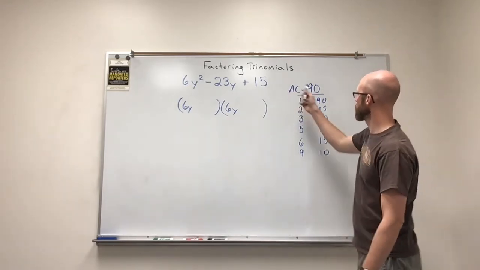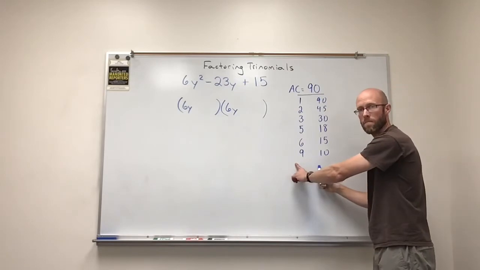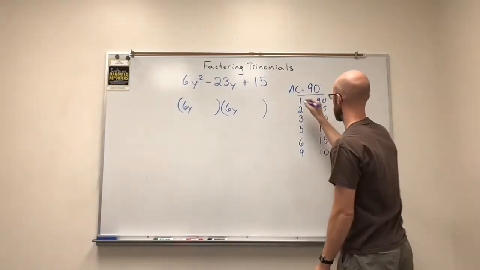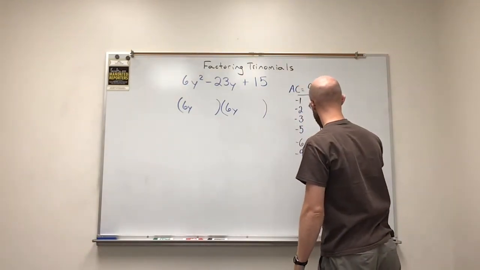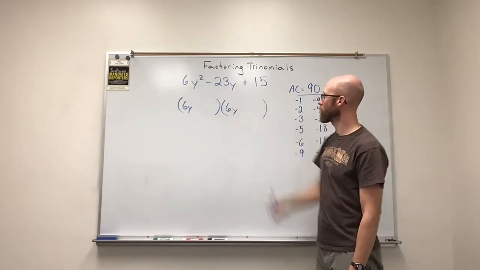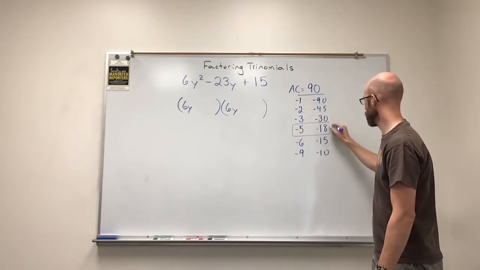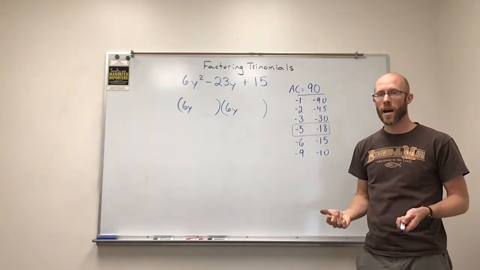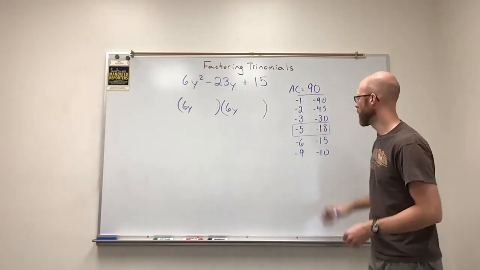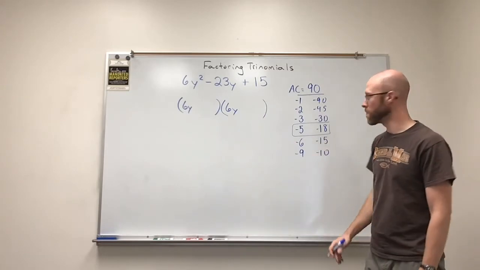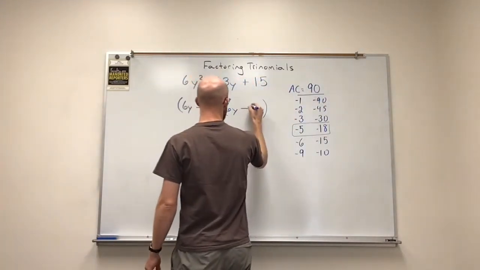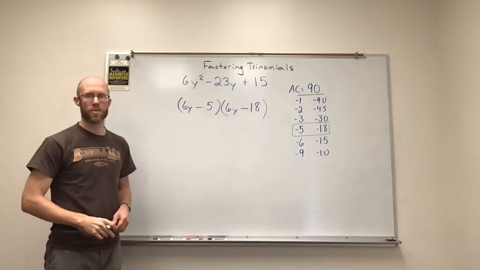Also, because this is positive 90, the signs have to be the same, but I need them to be negative so that they add up to a negative 23. So I'm going to put negatives on everything. And to make negative 23, we're going to have to use the negative 5 and the negative 18. Now, if you had seen that as you were going through and saw that that was going to work, you wouldn't have to finish the list. I just finished the list so that you could see the whole thing develop. So here we've got minus 5 and minus 18, which I will put in as the two constants in the parentheses.